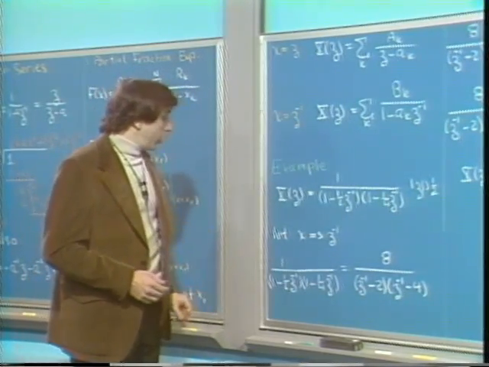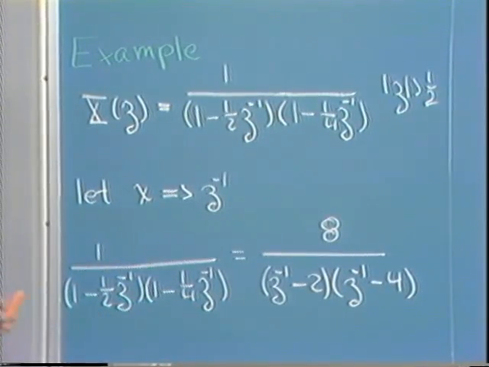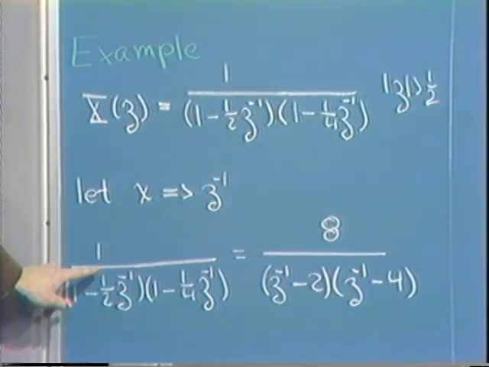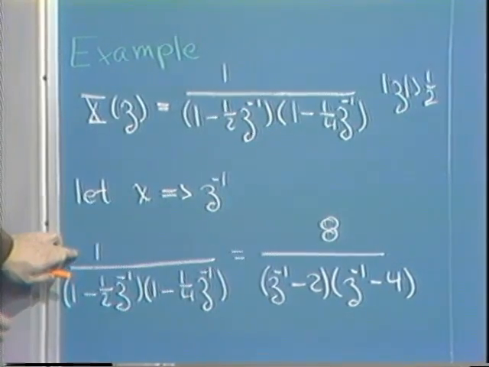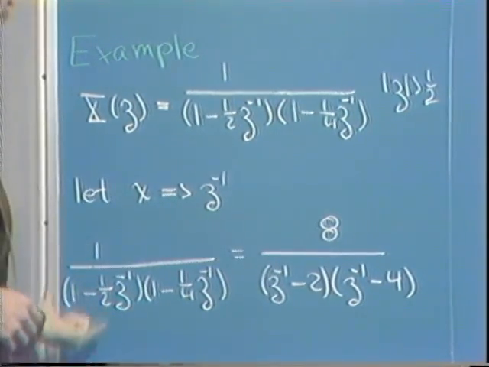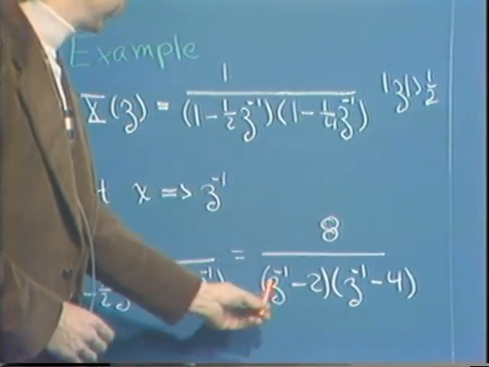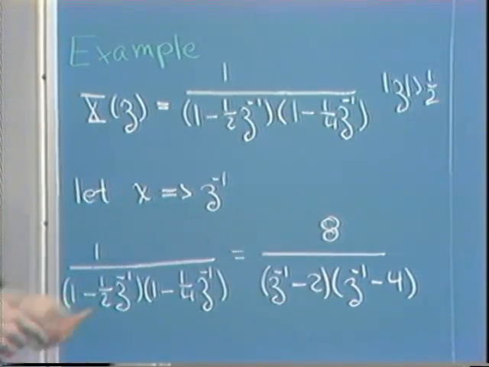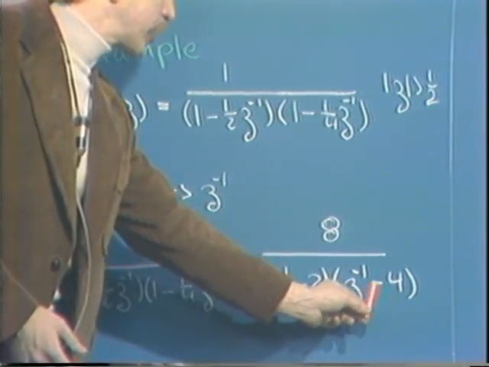Okay, well, so we want then to expand this z transform in terms of a sum of factors, and let's just rewrite this to make things a little clearer. By multiplying denominator and numerator by minus 2, and then also by minus 4, we can simply rewrite this as 8 divided by z to the minus 1 minus 2 times z to the minus 1 minus 4. So that it's more in the form of x minus a constant times x minus another constant.